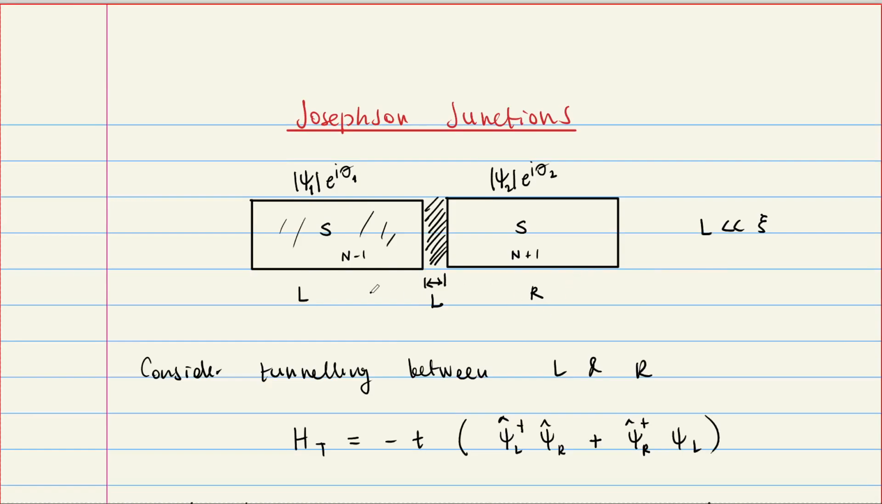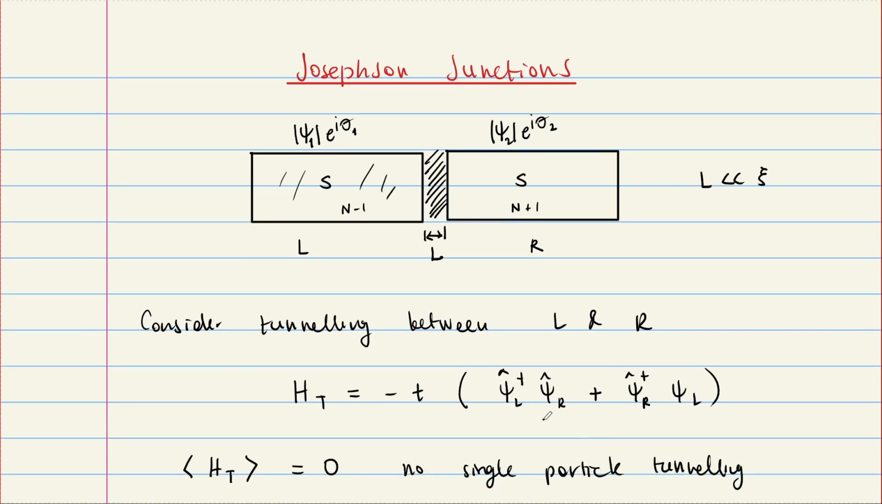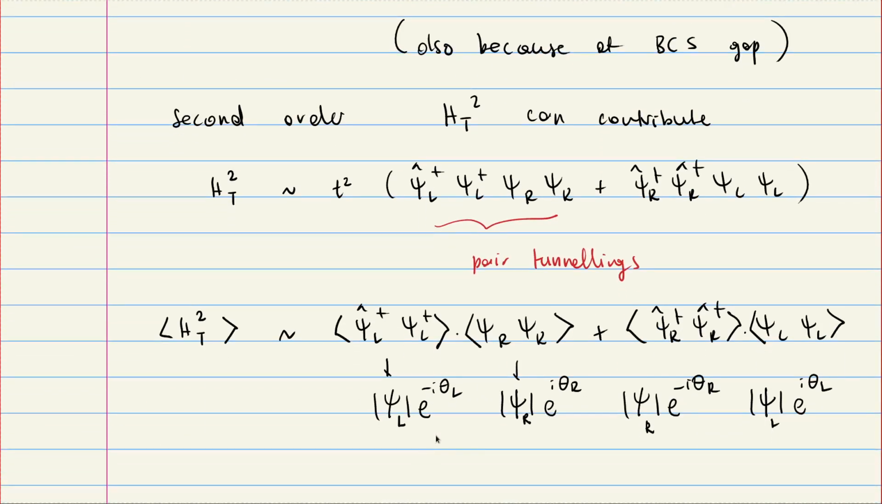But the point is, these independent condensates are connected with tunneling matrix elements. And to second order in perturbation theory, the tunneling matrix elements gave us the order parameters of each lead. And this gave us a correction in the energy, right? Because this is an expectation value.